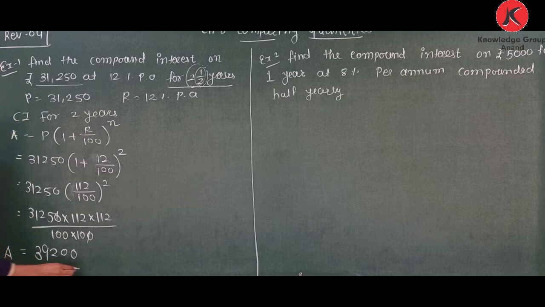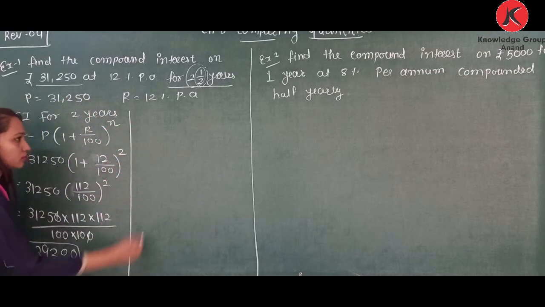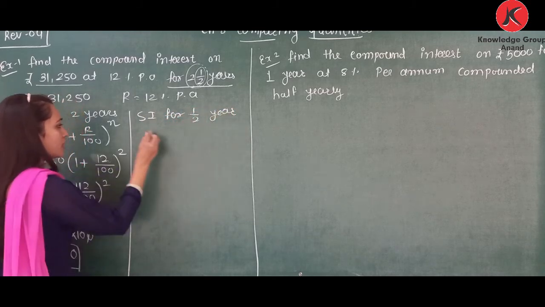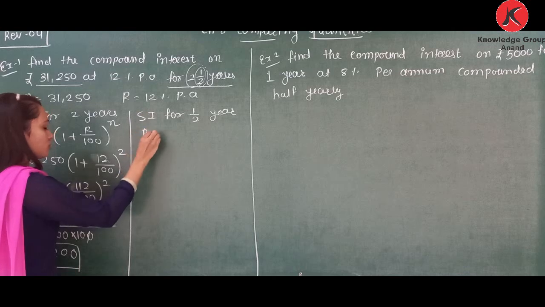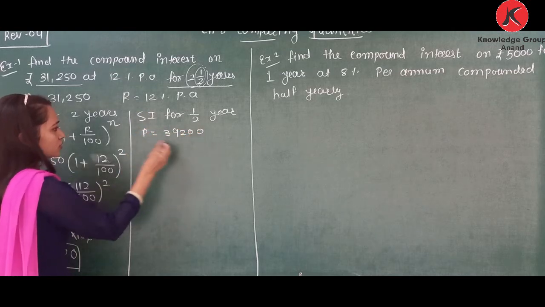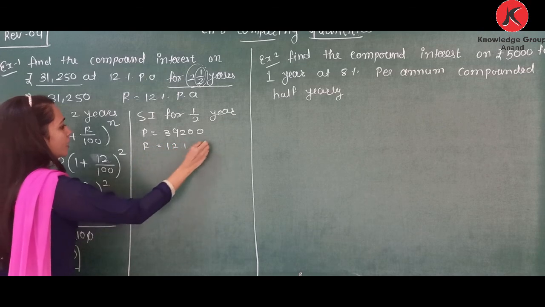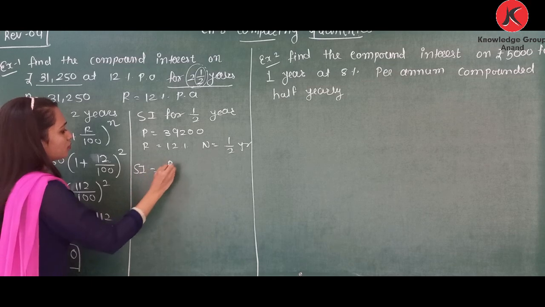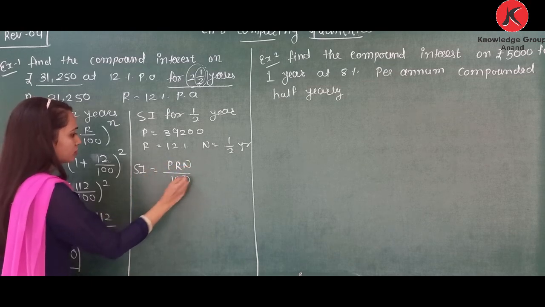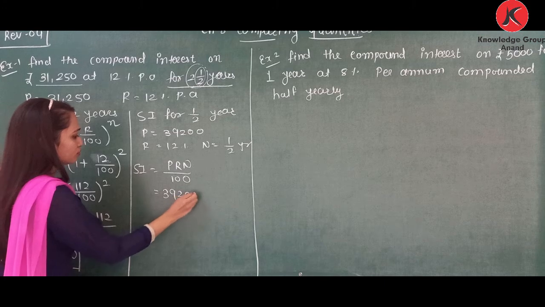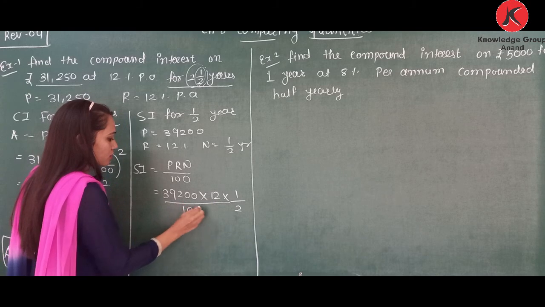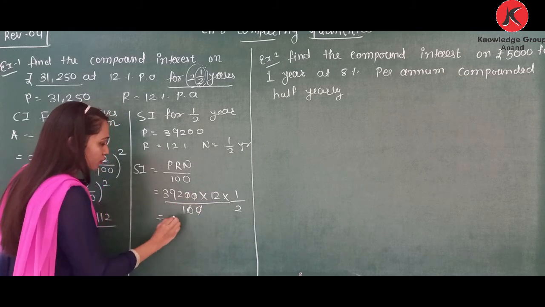Okay. Now this is the compound interest amount for 2 years. Now this amount will be the principal for the next half year. So simple interest for half year: principal amount is 39200, rate of interest is 12% and n is half year. So simple interest is PRN divided by 100. So P is 39200, times 12, times 1/2, divided by 100. Now if you solve this, you will get 2352.